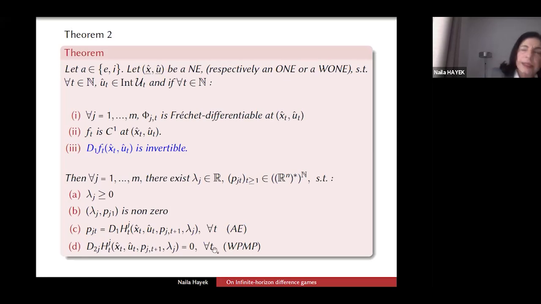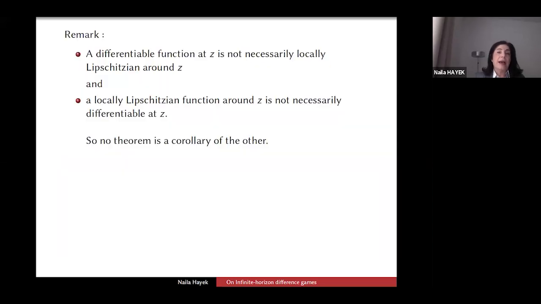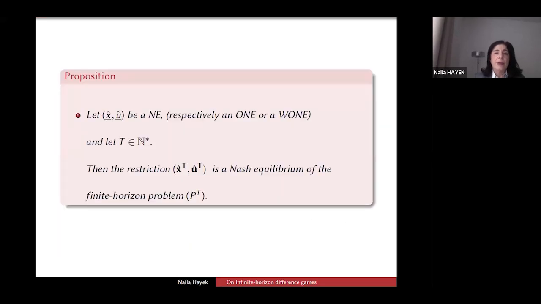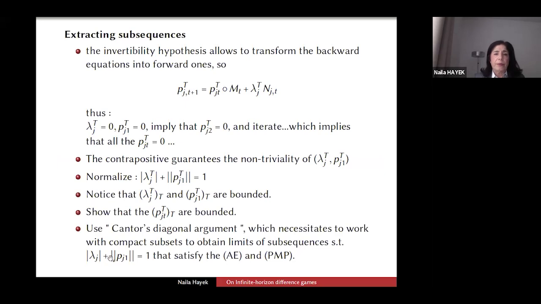So using this Cantor diagonal process, this is the key to obtain subsequences that will converge. And since I have this condition, I'm sure that they do not converge to 0.